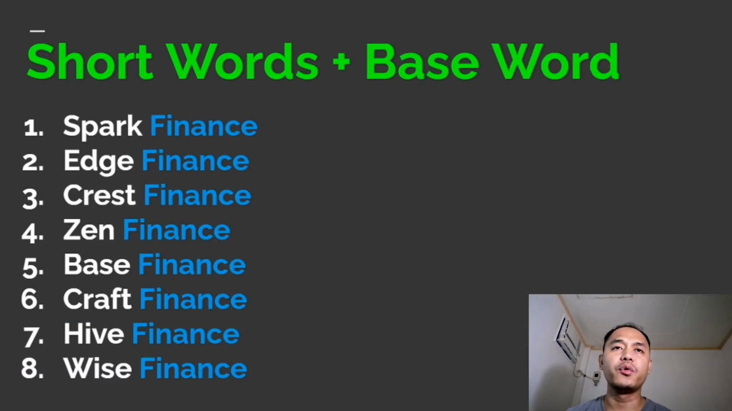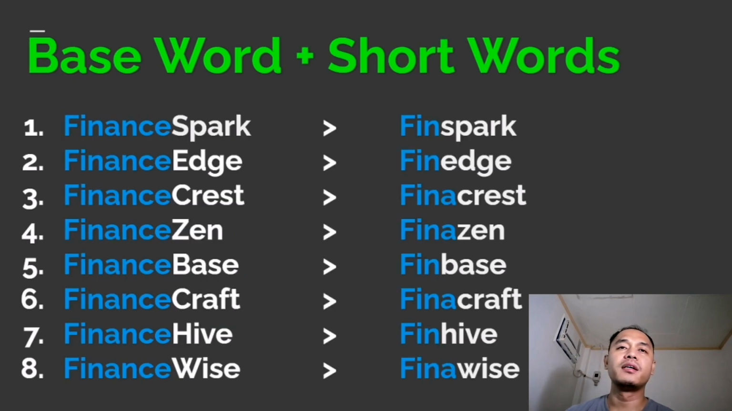So another way is to have the short words plus the base word. For example, spark finance, edge finance. So you can even blend this one into another word also, like what we did with the suffix. So for the other way around, we can have base word plus short words. So the same short words like finance spark, and then we can blend those to create like finspark or finacrist or finazen, finbase. So we can create new words.